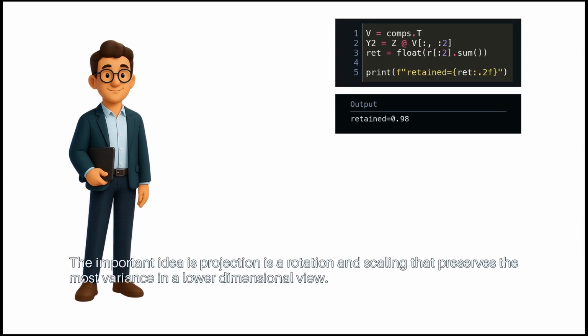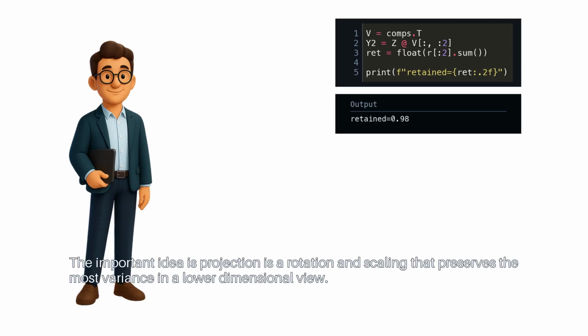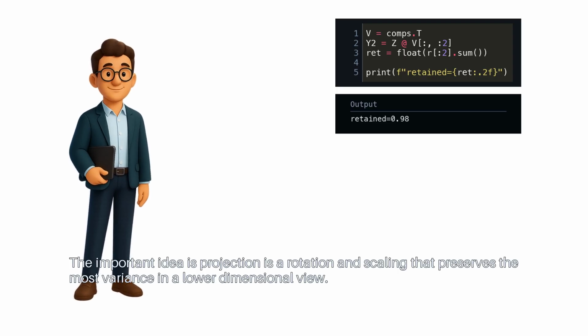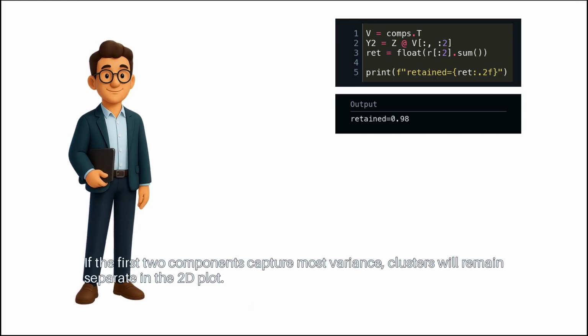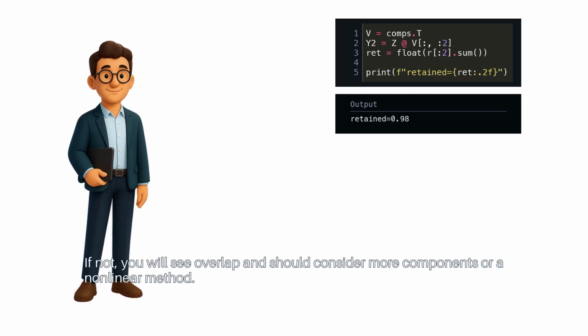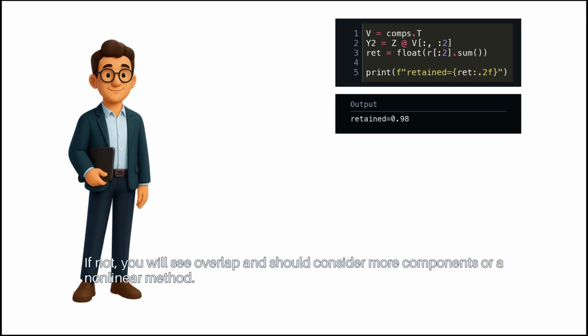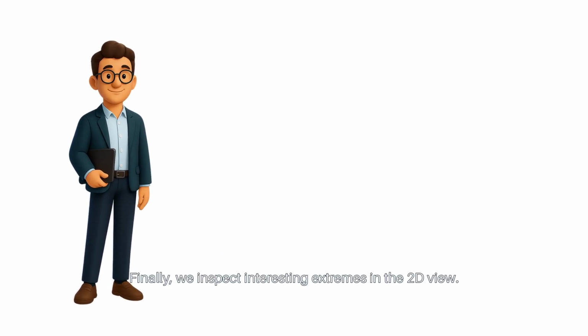The important idea is projection is a rotation and scaling that preserves the most variance in a lower dimensional view. If the first 2 components capture most variance, clusters will remain separate in the 2-dimensional plot. If not, you will see overlap and should consider more components or a non-linear method. Finally, we inspect interesting extremes in the 2D view.